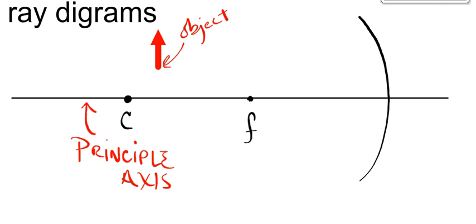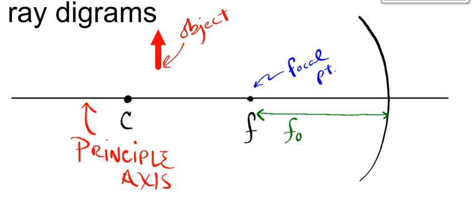What the F stands for, some of you may have figured it out, it's the focal point. And the distance between the focal point and the lens or the mirror is called the focal length. You've probably heard both of these before.